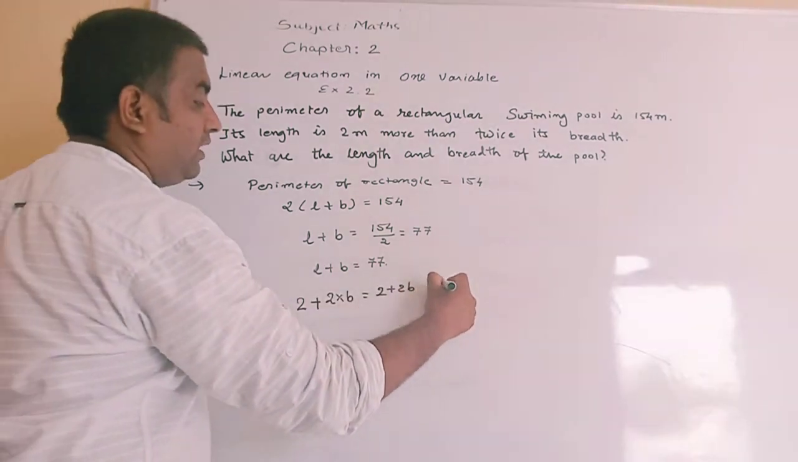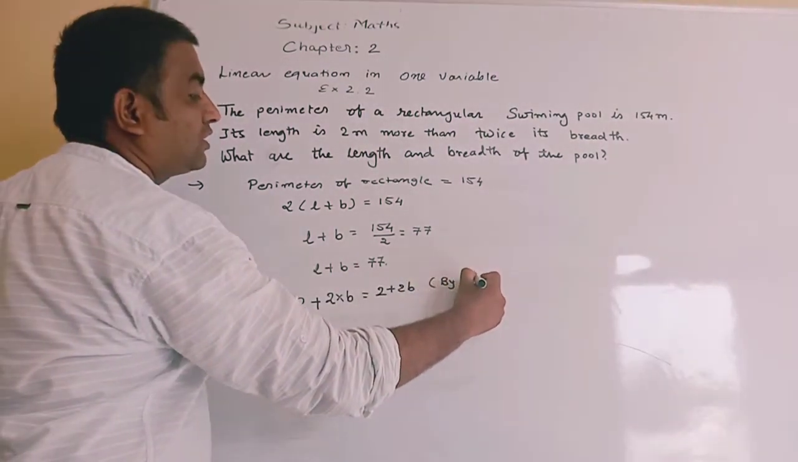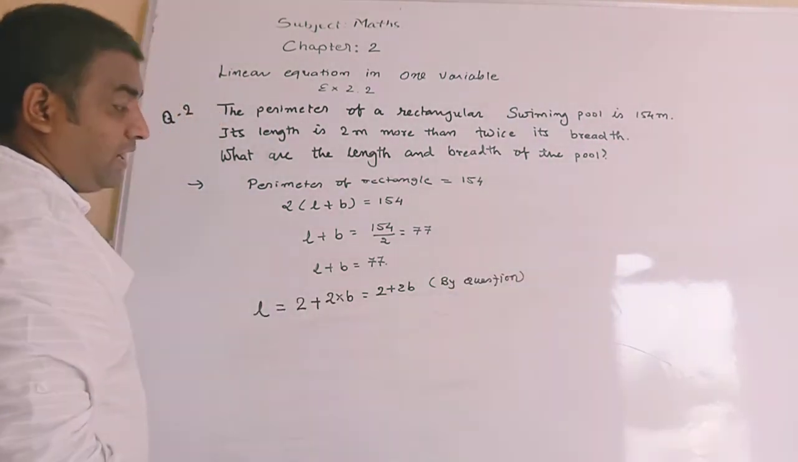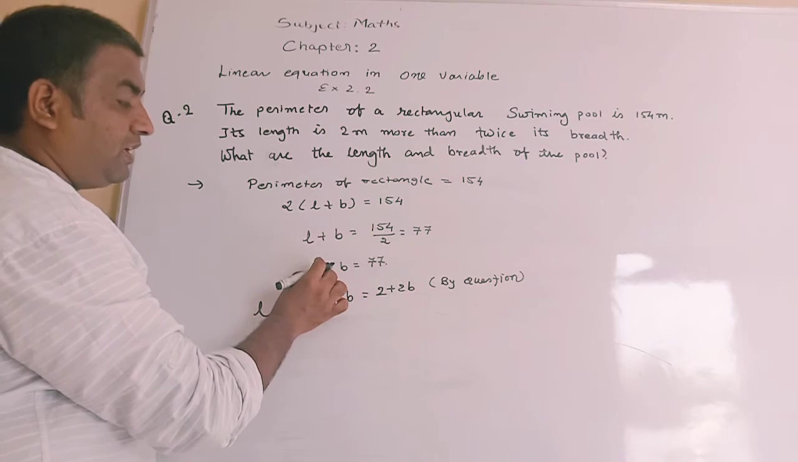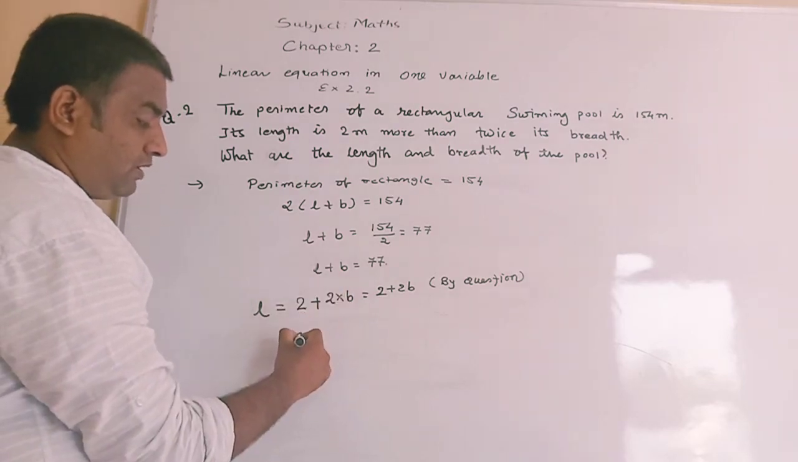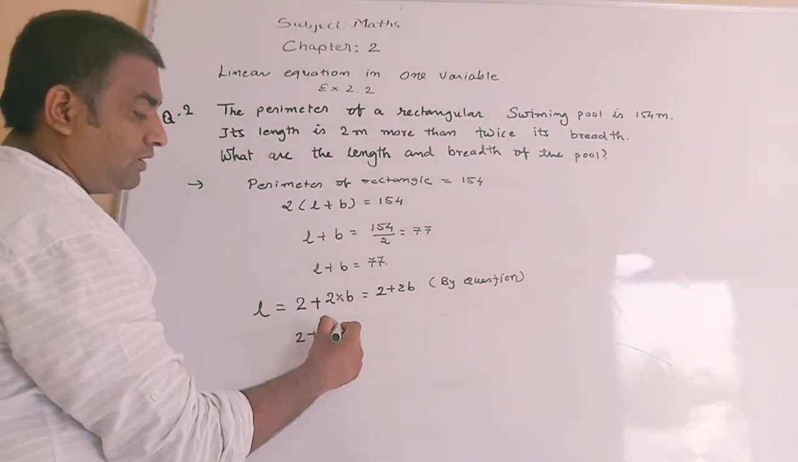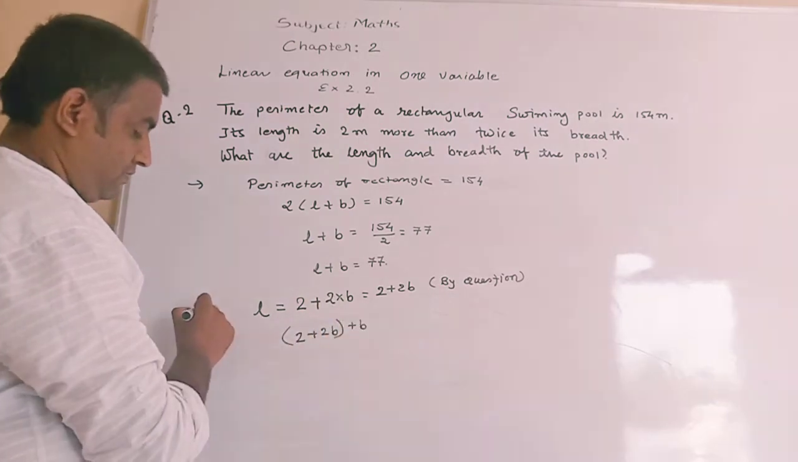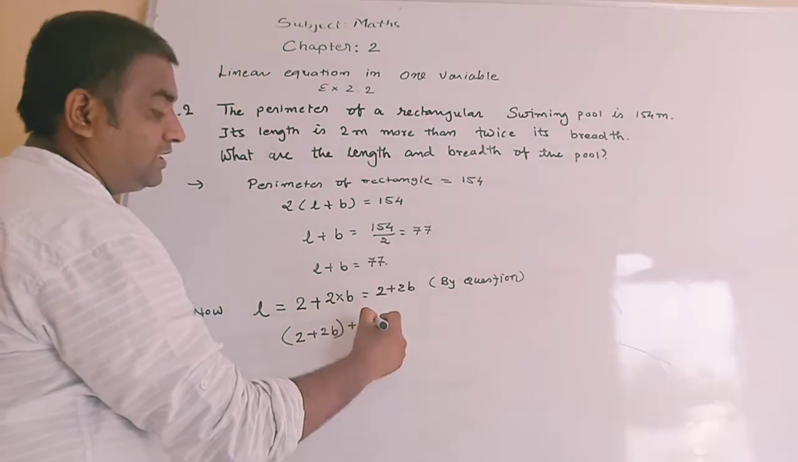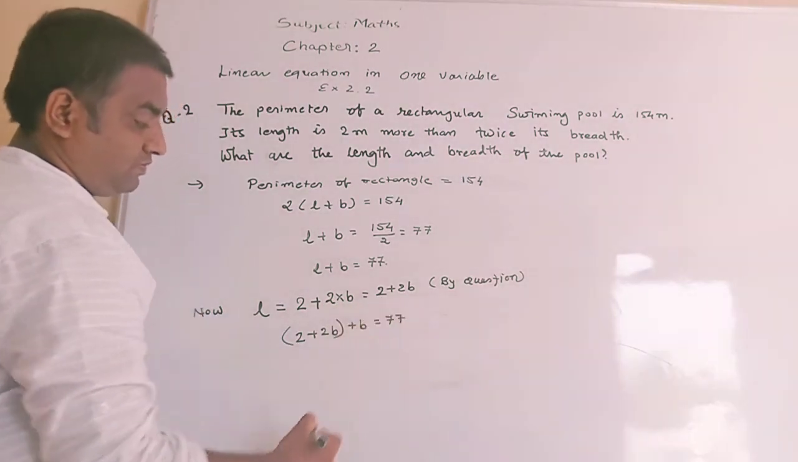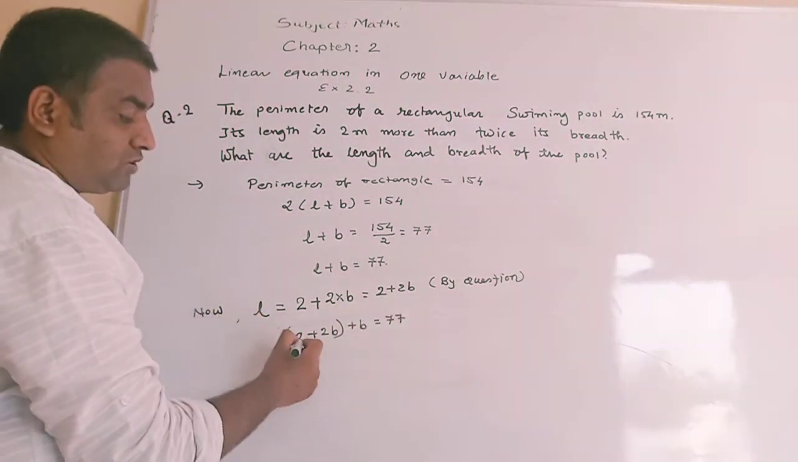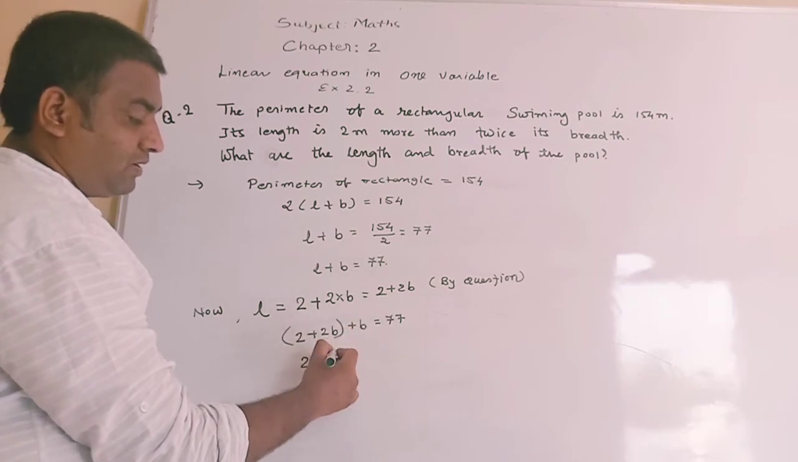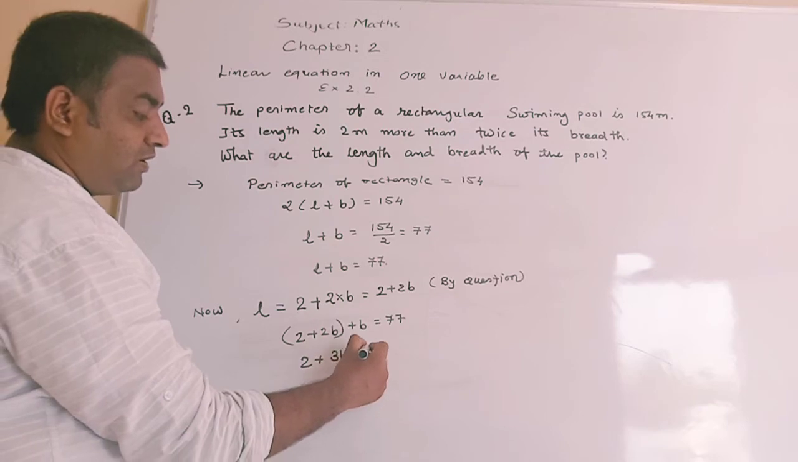This is by the question we are writing. And this L value we substitute here. So it will be 2 plus 2B, that is the L value, plus B is equal to 77. And so 2B plus B, 3B equals 77.